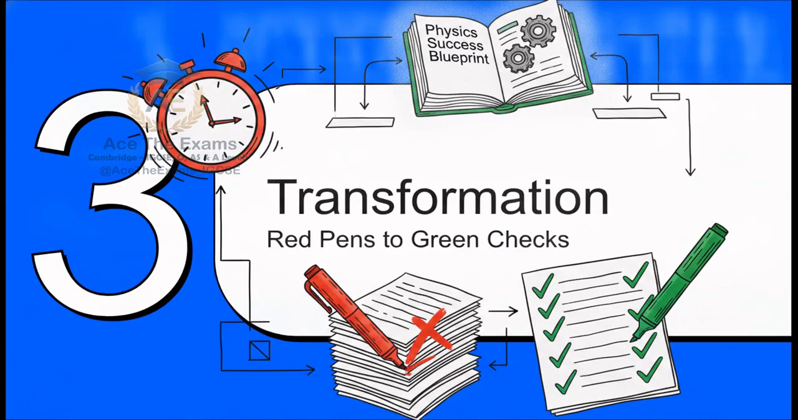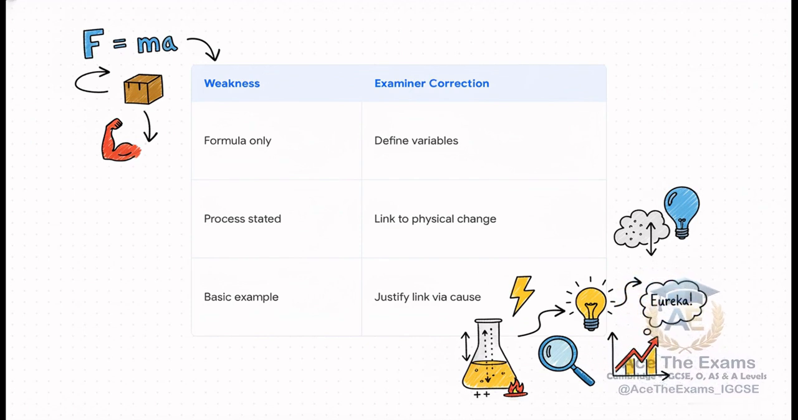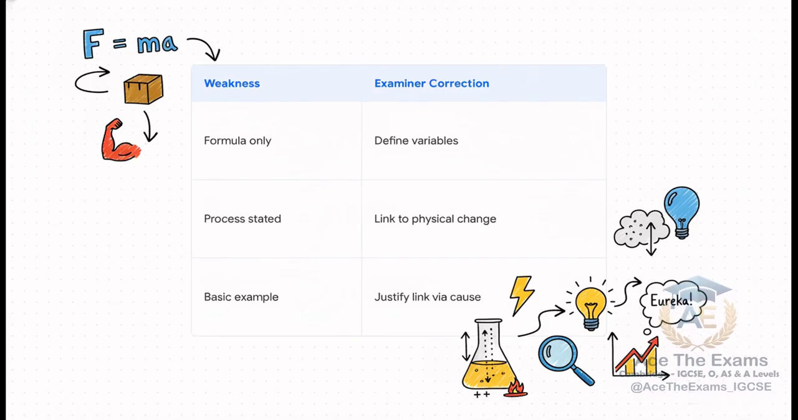Section 3. Transformation: red pens to green checks. So it's one thing to just know the four-step theory, right? It is entirely another thing to actually execute it under the pressure of a ticking clock in an exam hall. So let's build this out in reality. We're going to take those red pen marks that Alex and Sam got and methodically turn them into green check marks. Examiners actually have a secret playbook, and this table breaks down exactly what they hate seeing alongside the safest methods to fix it.